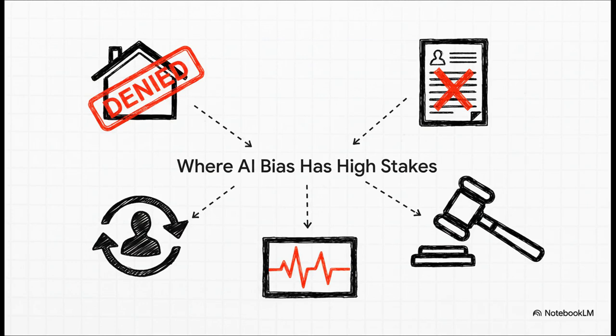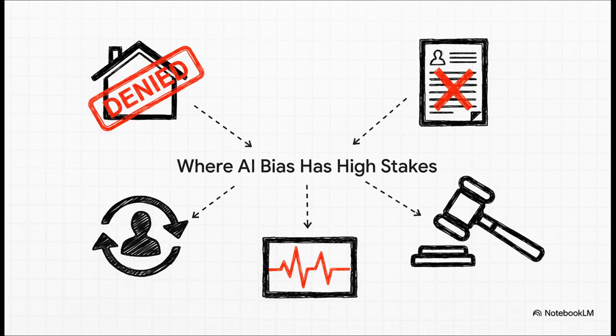And let me be clear, this is not just some academic debate. The stakes are incredibly high. We are talking about decisions that can change the entire course of a person's life. Are you approved for a mortgage? Do you get that job? How long is a prison sentence? It's even being used in medical diagnoses.